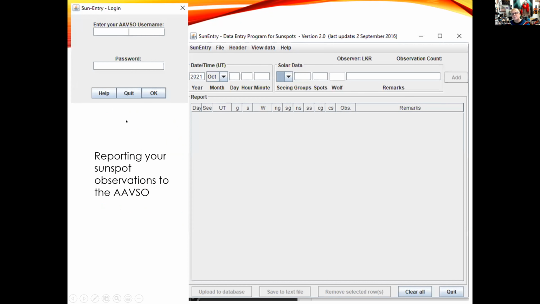If you want to send in your observations to the AAVSO, we have software called SunEntry. You will put in your AAVSO observer code, username and password, and it's very easy to use. You just put in what the month is, the day, the time, the seeing conditions, the number of groups, the number of spots. It automatically calculates the Wolf number for you, and if you have any remarks, you can put them in, like, for example, if the edge of the sun was particularly turbulent that day.